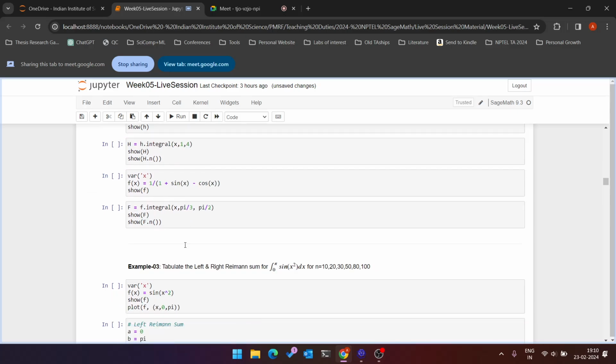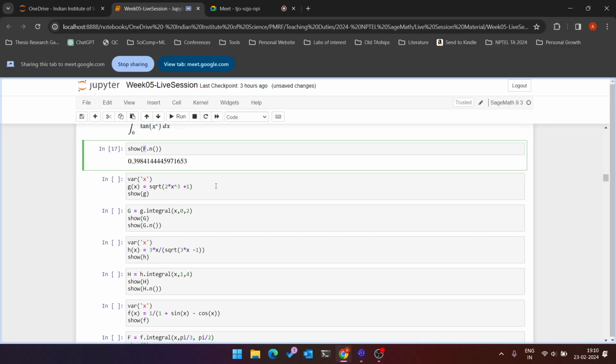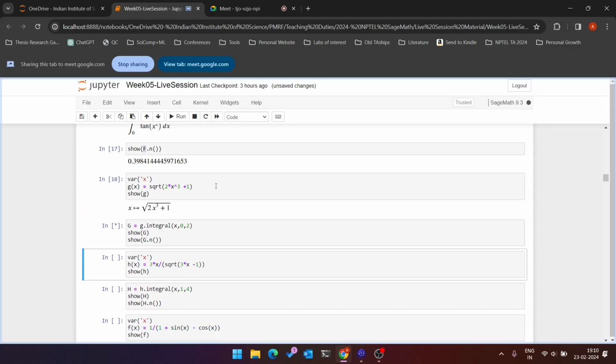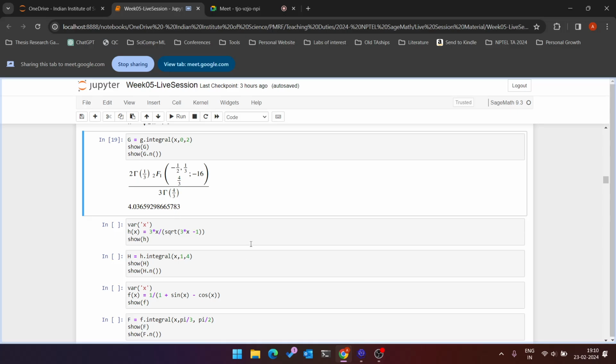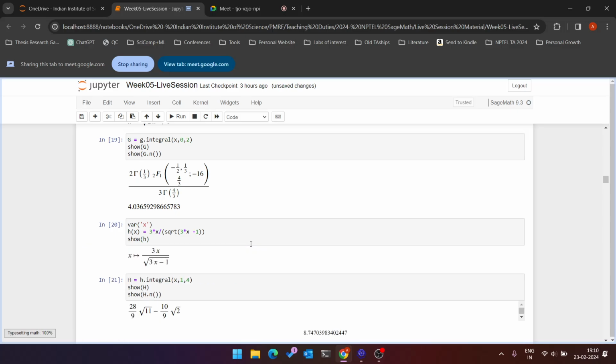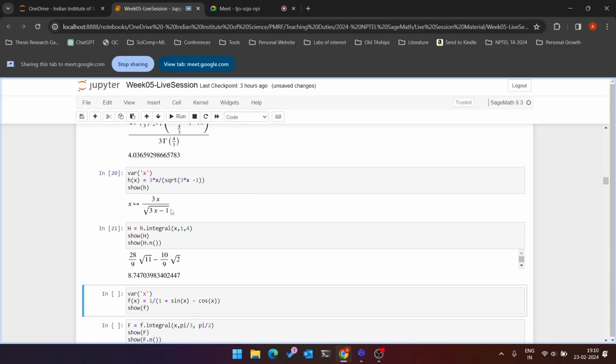Okay. There are a couple more examples along the same line that we could do. Say, suppose square root of 2x cube plus 1. And if we want to integrate it between 0 to 2, we get something of the form of gamma function, which we can later evaluate into its specific numerical value. Another function here is of the form 3x upon root of 3x minus 1, and this is being integrated from 1 to 4. Right, so x cannot be less than 1 by 3 because the denominator will become 0, or the denominator will be no longer positive.